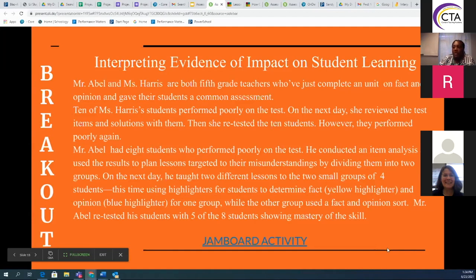Mr. Abel had 8 students who performed poorly on the test. He conducted an item analysis and used the results to plan lessons targeted to their misunderstandings by dividing them into 2 groups. On the next day, he taught 2 different lessons to 2 small groups of 4 students. This time, one group used highlighters to determine fact, yellow highlighter, and opinion, blue highlighter, while the other group used a fact and opinion sort. Mr. Abel retested his students with 5 of the 8 showing mastery of the skill.